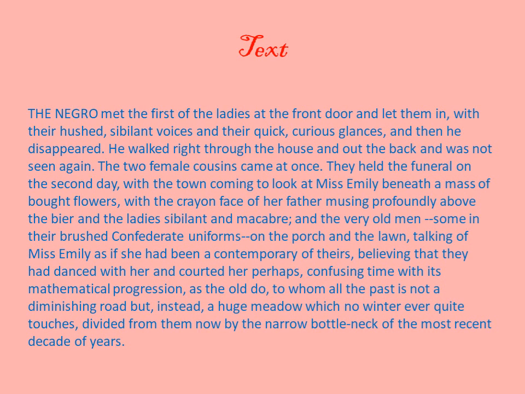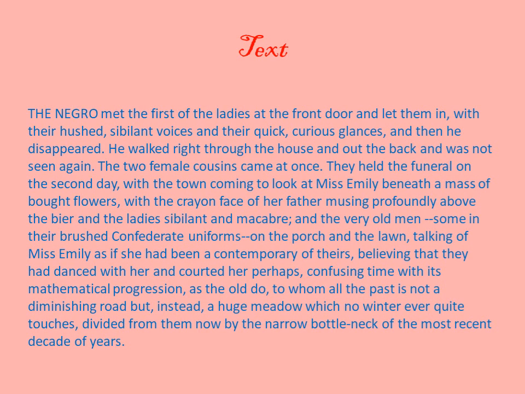So these women enter this house of Miss Emily, talking in hushed voices and trying to look inside the house. But as soon as the Negro lets those women in, he disappears from that place, and he's never to be seen again. He walked right through the house and out in the back and was not seen again. So the moment Emily dies, he leaves the house and is not seen again. The two female cousins came at once. The cousins of Emily, they come at once.